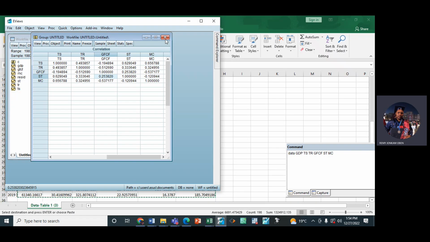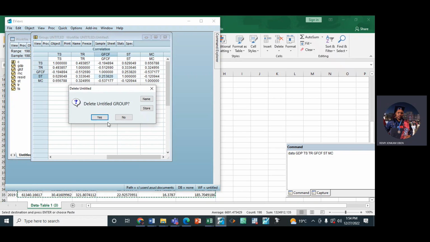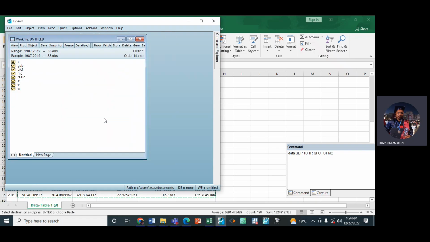So we should also check the variance inflation factor. Now, if you want to check the variance inflation factor, you must run a regression. You see, to check the correlation matrix, we have not done any regression. But to check the variance inflation factor, we must do a regression first. So let's do a regression.